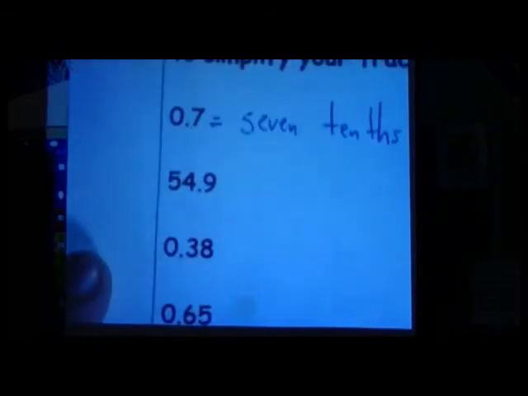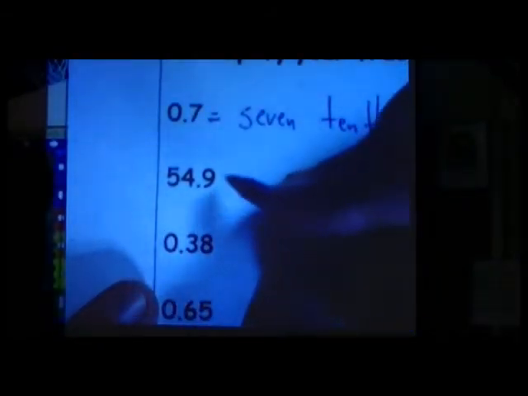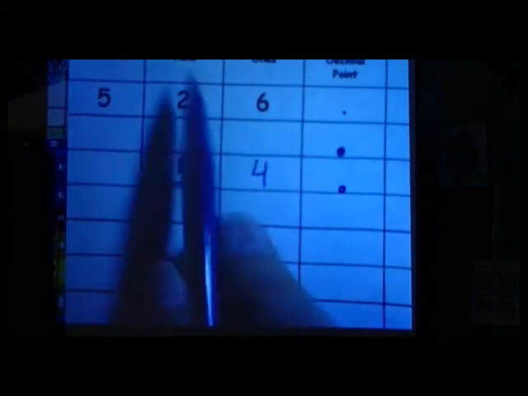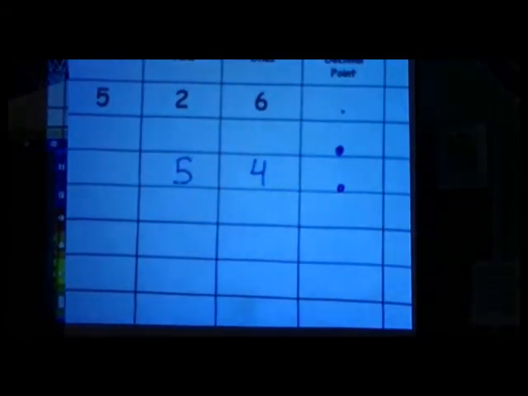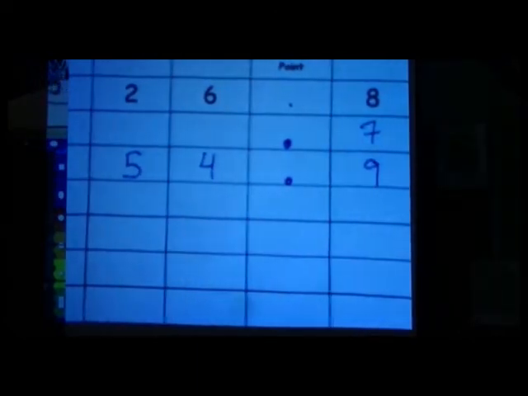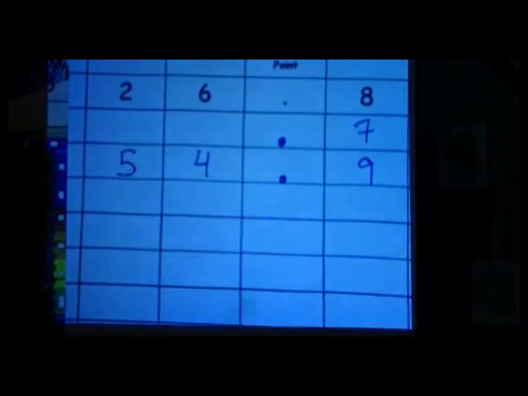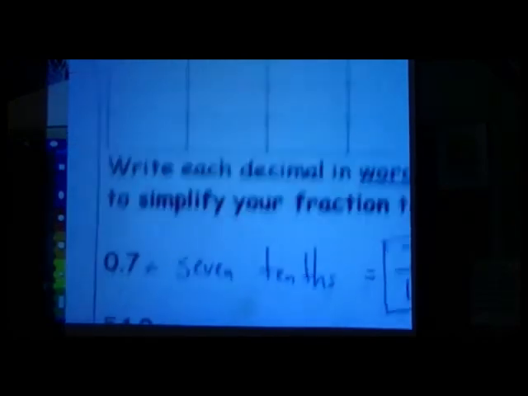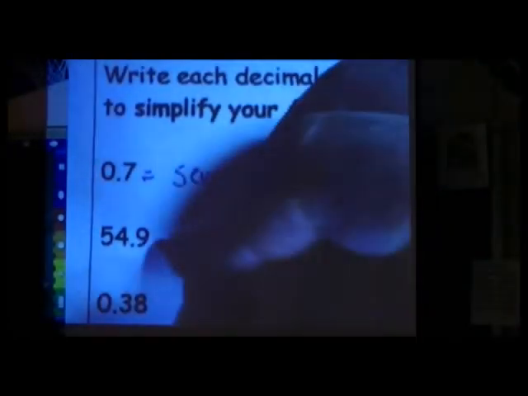Okay, now the next one, 54.9. Okay, let's write it in a place value chart. 54.9. The decimal, remember, is right here, which says decimal point. So my 54 would be 5 and 4. The 5 is in the tens place, the 4 is in the ones place, and it's 54.9, so the 9 is in the tenths place. So this would be 54 and 9 tenths. That's the word form. So I'm going to write that down right beside my decimal.